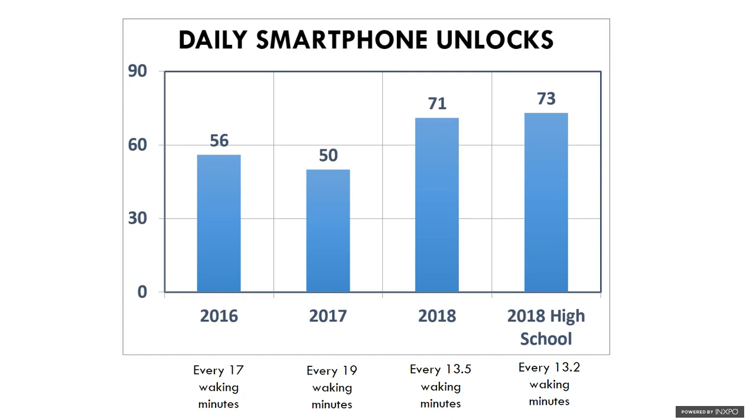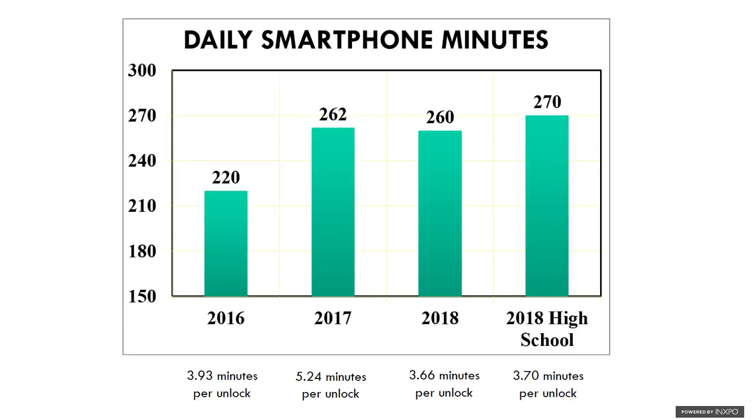In 2016 and 17, as you can see, these are with college students. They're unlocking their phone 56 and 50 times a day. All of a sudden, there is a big jump between 2017, and we have 2 samples, one of college students in 2018 and one of high school students in 2018, and a big jump from roughly 50 some odd times a day unlocking their phone to unlocking their phone 70 plus times a day. If you see on the bottom of the slide, what that does is it means they're accessing their phone about every 13 or so waking minutes. That's also giving them credit for sleeping 8 hours a day, which we know they don't.